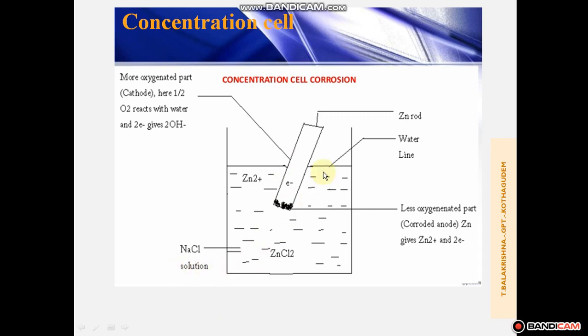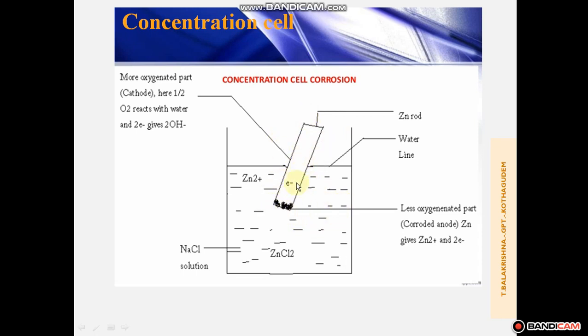That means the part which is immersed in the solution is less exposed, less concentrated, with less concentration of O2, hence that acts as an anode. So this part is less exposed to the oxygen. The oxygen percent is less compared to the above part. The part above the water line is more exposed, it interacts with more oxygen percentage, so it is a more oxygen concentrated part. The other is a less oxygen concentrated part.